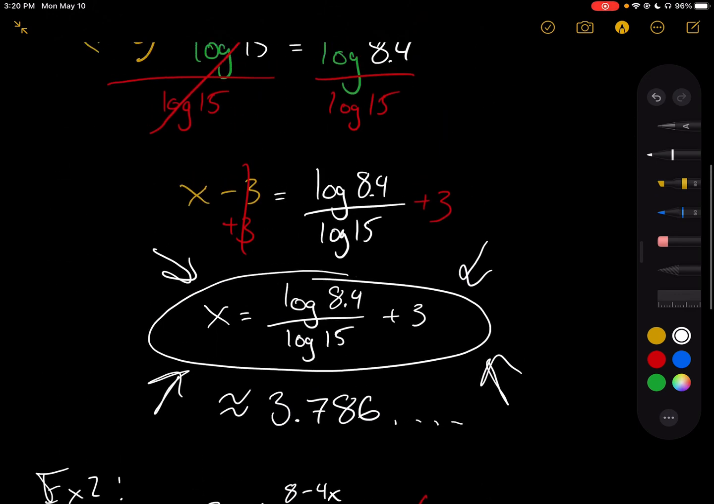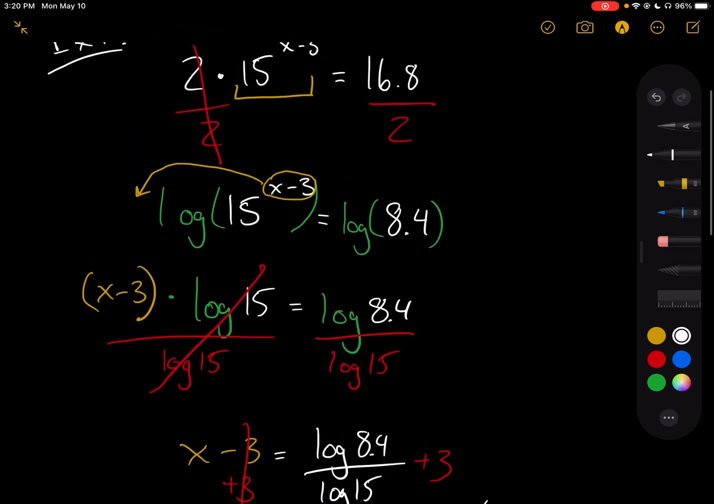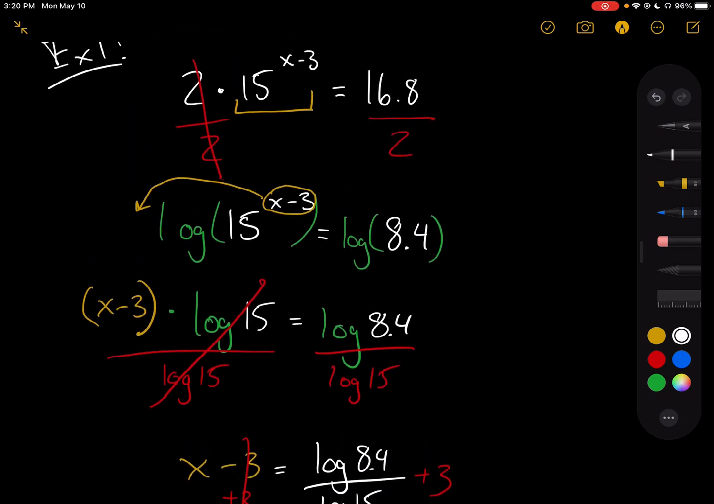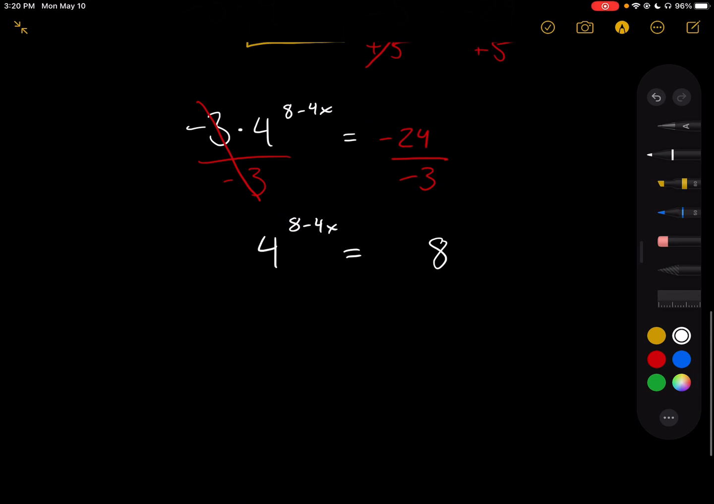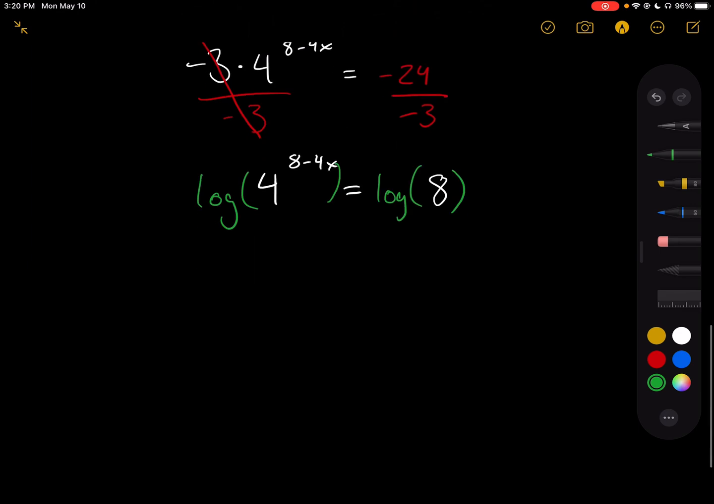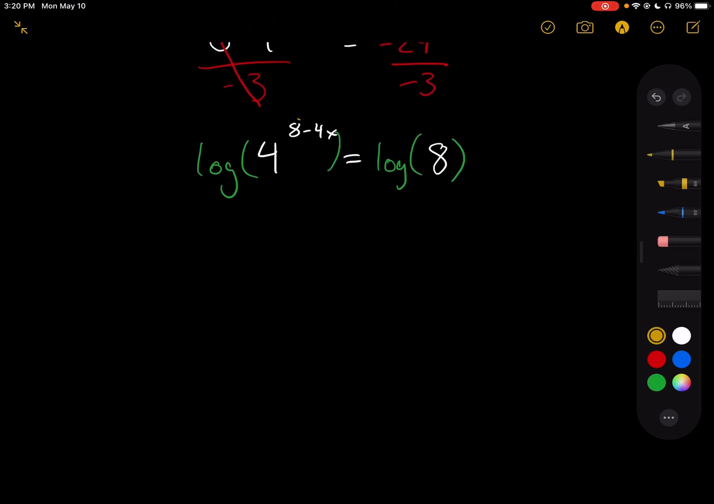So just like above, when I got the exponential all by itself, that is when I pulled out the log. So exponential all by itself, so I'm going to log both sides. So inside becomes a log, inside becomes a log. This is just an operation, so I can do it to both sides. It doesn't affect anything. So when I do that, my exponent, 8 minus 4x, comes down to the front, leaving me with 8 minus 4x times the log of 4.